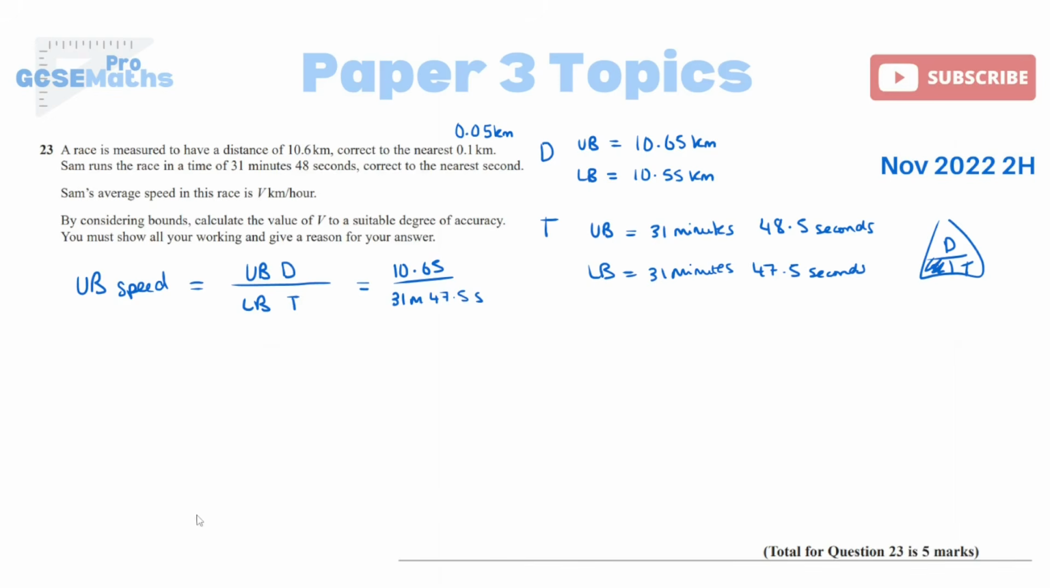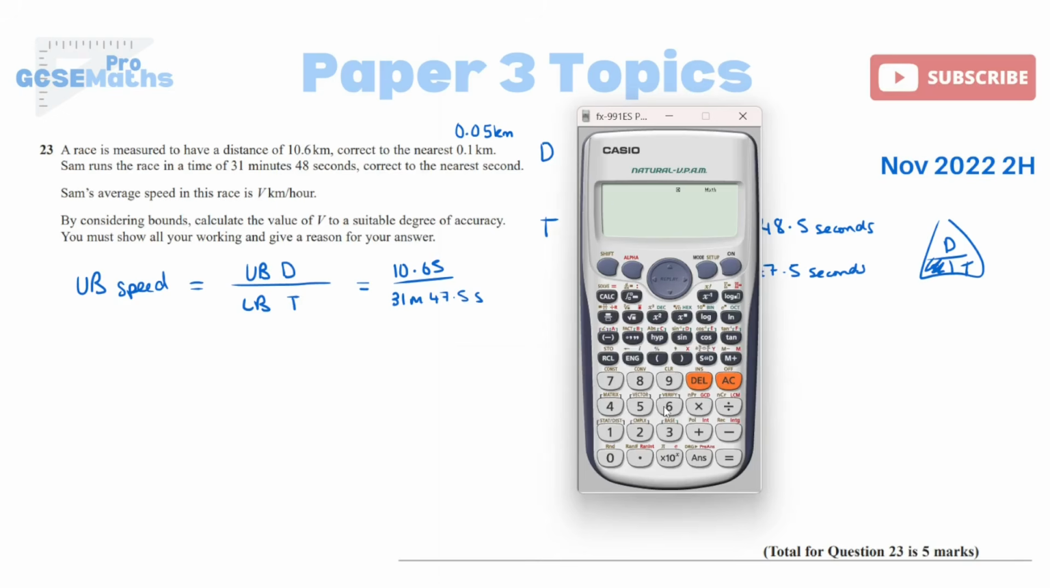So let's work out the time first. The time in minutes would be 31 plus the 47.5 over 60, because there are 60 seconds in a minute. So this is the decimal for the minutes, but I want it in hours, so I'm going to divide the whole of that again by 60. 0.52, that makes sense, right? Because it's just a bit more than half an hour. So there's my answer there. Going to keep that in my calculator. Now I can divide the 10.65 by my answer, and there is my upper bound of the speed: 20 point, let's just write down a few decimals, 0.996.